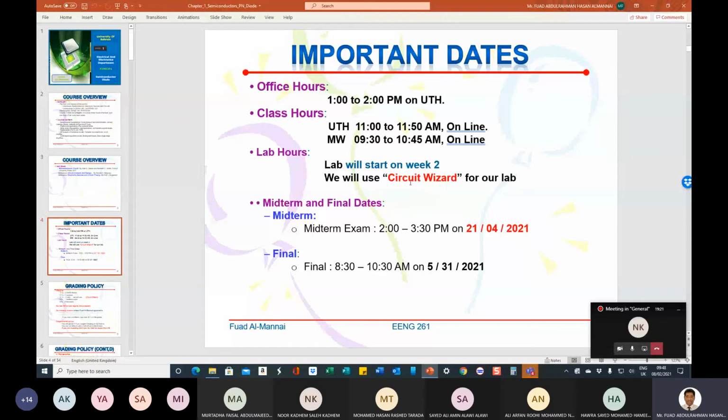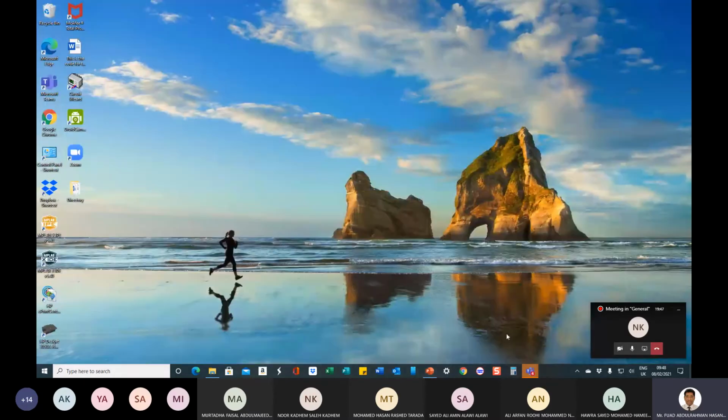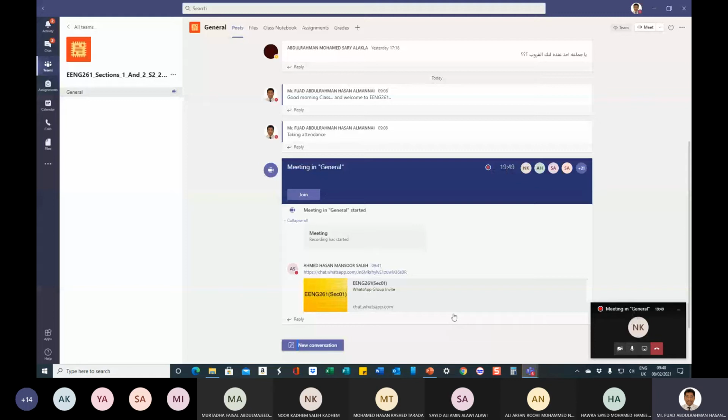So download, as I said, the Circuit Wizard or Multisim for our lab. However, I'm going to put all the slides and all the videos for the lab, how to do the labs, under Files. Everybody see these files? This is it, Files.